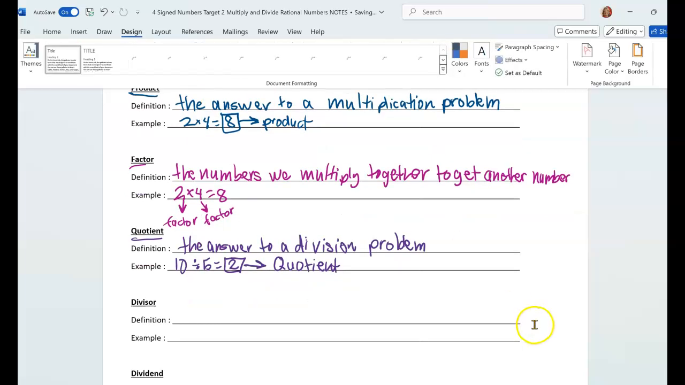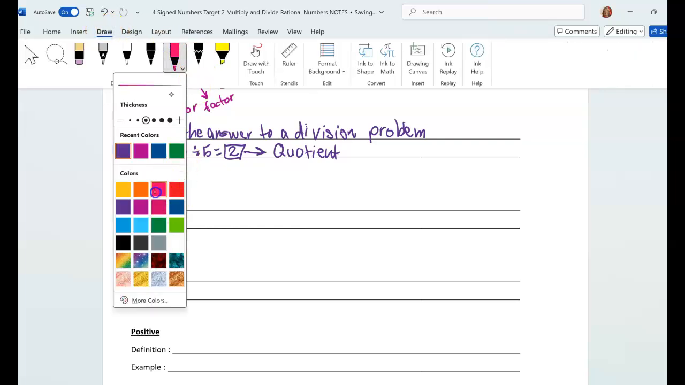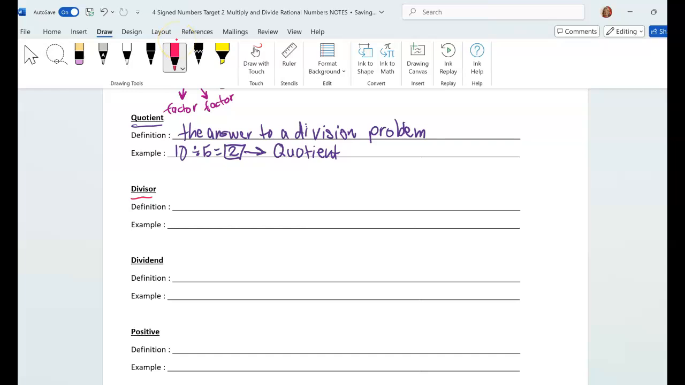And now we're getting to divisor. The number that divides another number. For example, 10 divided by 5 gives us 2. 5 is the divisor.